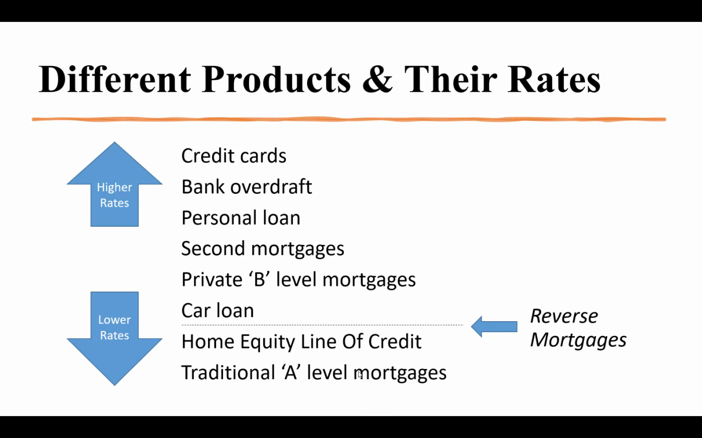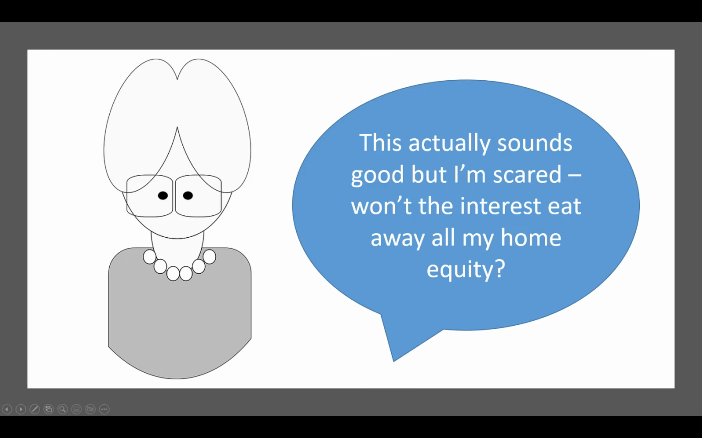Even the other kinds of mortgages you can get, such as a private mortgage, a B-level mortgage, a second mortgage will generally have higher rates than a reverse mortgage. So in terms of mortgages, they're in the middle of the pack, and in terms of borrowing money in general, they're actually still low rate products. So another way to put it is there are only two products in Canada with better interest rates than a reverse mortgage. So Emily says next, this actually sounds good, but I'm scared.